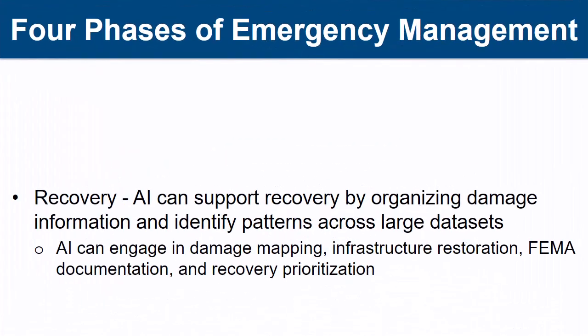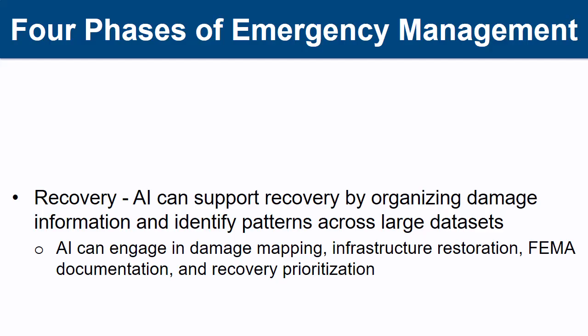The final phase is recovery. Recovery can continue for months or even years after a major disaster. AI can support recovery through damage mapping, infrastructure restoration, FEMA documentation, and recovery prioritization. Consider a community where hundreds of buildings, roads, utilities, and public facilities have been damaged. Government officials must determine what happened, document damages, estimate costs, prioritize repairs, and coordinate assistance.